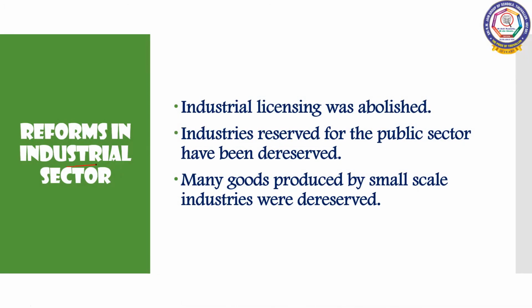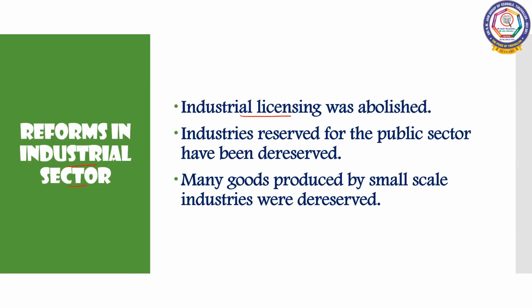Reforms in industrial sector. Industrial licensing was abolished. Many industries were delicensed. They were freed from license. Before the implementation of new economic policy, an entrepreneur had to get permission to start a company or to close it, or he had to decide on the production, or even when he has to produce goods, the quantity had to be decided by the government. But after the implementation of new economic policy, all such rules and regulations were removed.